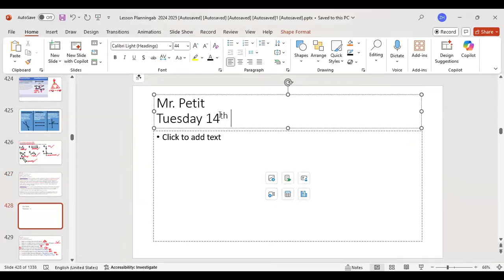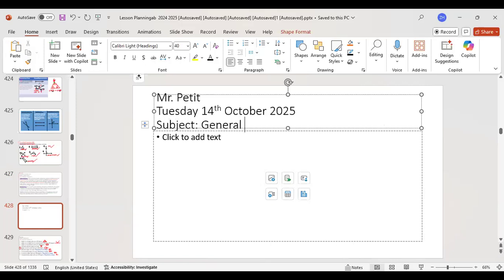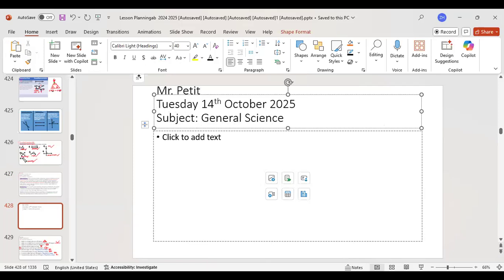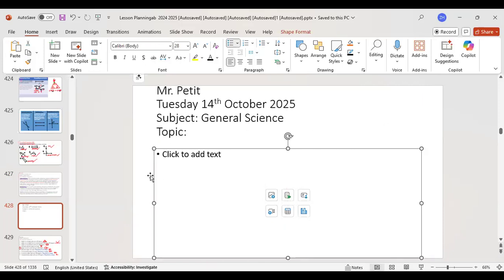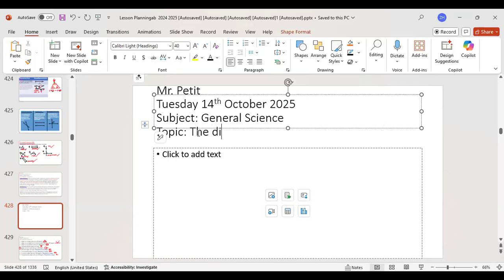All right, so it's the 14th of October. I'm just gonna give you all the table. So 2024, 2025. Subjects, of course, general science. And we're going to be looking at, the topic is the differences. So the difference, let me just put plant cell versus animal cell. Plant cell versus animal cell.